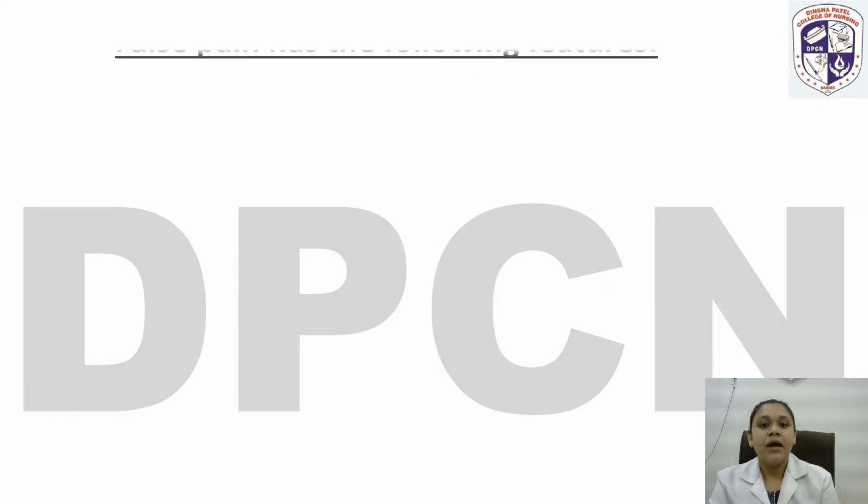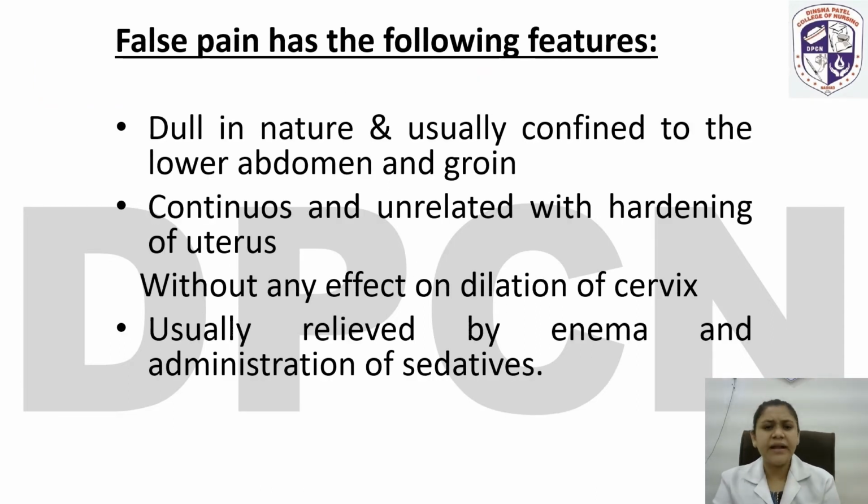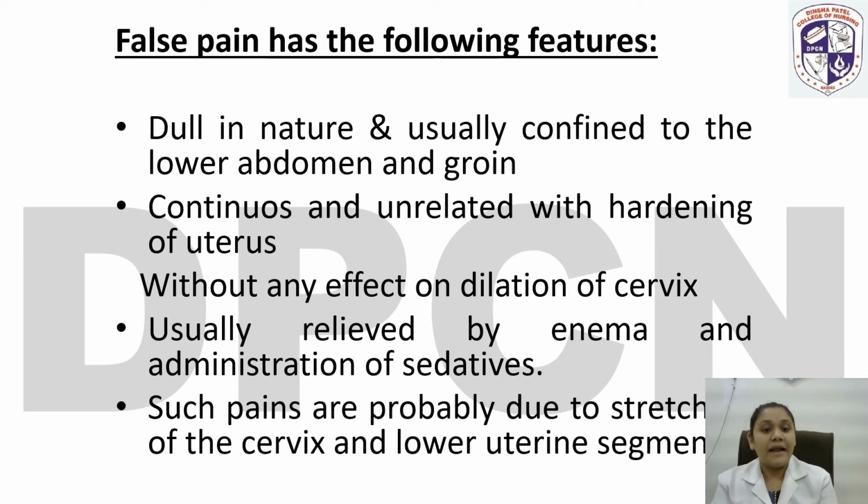Spurious pain. False pain has the following features: it is dull in nature. It is usually confined to the lower abdomen and groin area, continuous and unrelated to hardening of the uterus, without any effect on dilatation of the cervix, and usually relieved by enema and administration of sedatives. Such pains are probably due to stretching of the cervix and the lower uterine segment. So these are the features of false pain.